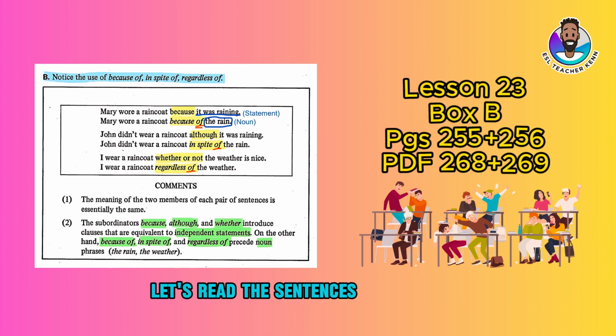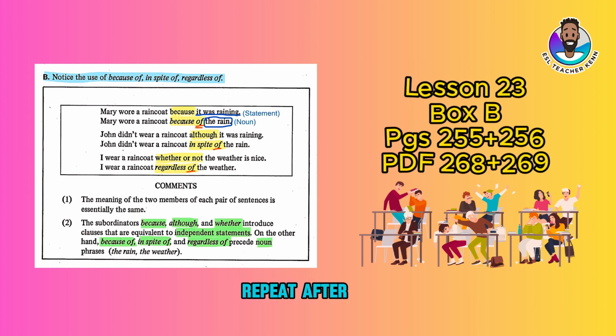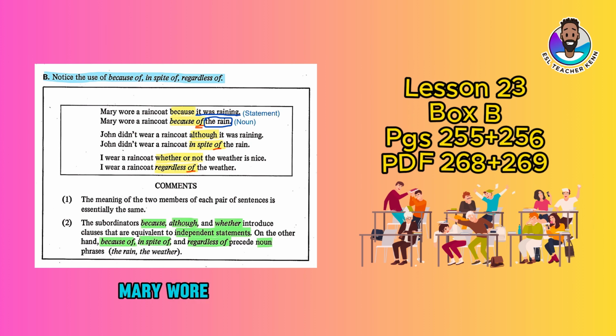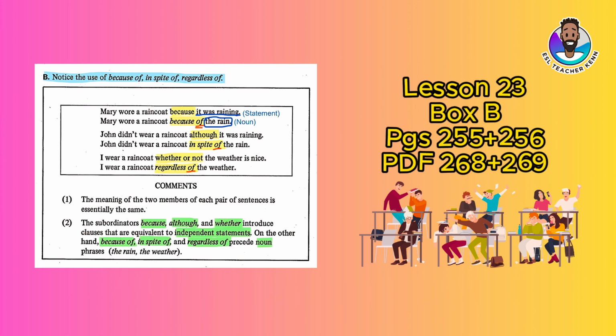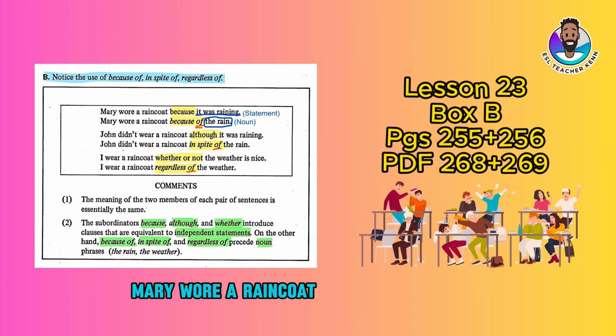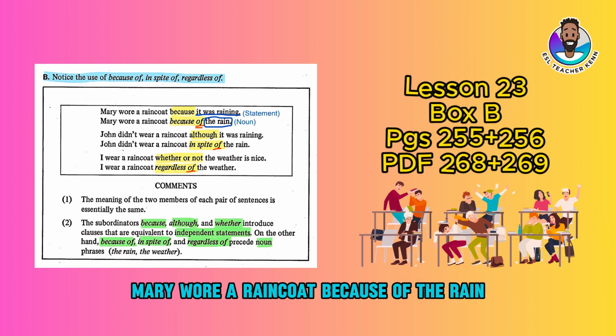Let's read the sentences within box B. Repeat after me. Mary wore a raincoat because it was raining. Mary wore a raincoat because of the rain.